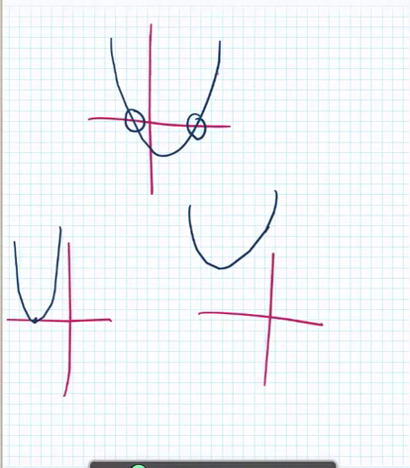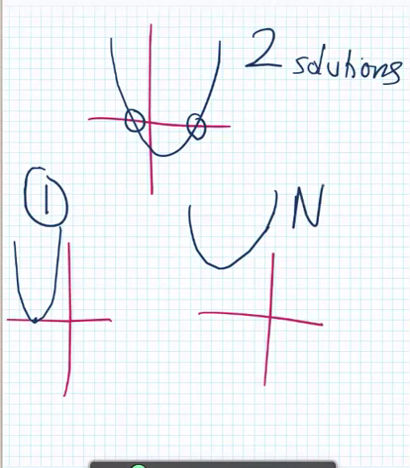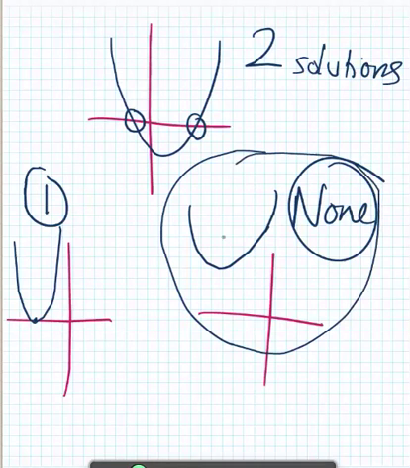So they're the possible solutions or x-intercepts we can have. We can have 2 solutions, or 2 x-intercepts. We can have 1 solution, or we can have none, okay? And when we have none, this is where we cannot factorize anymore. Okay, so just keep that in mind.